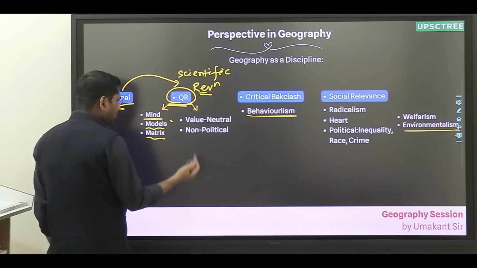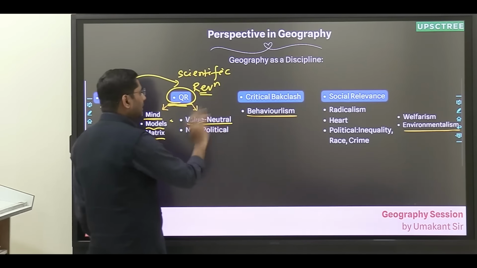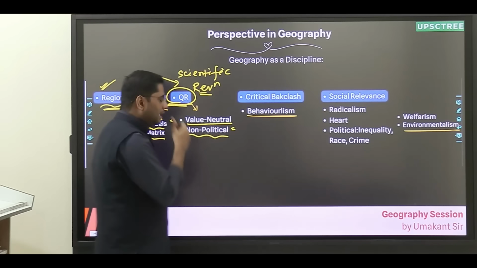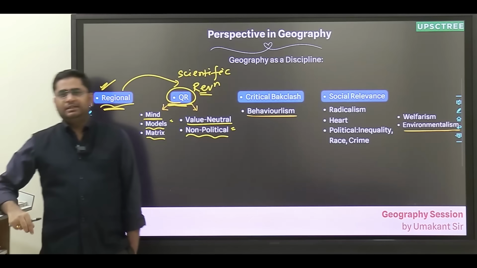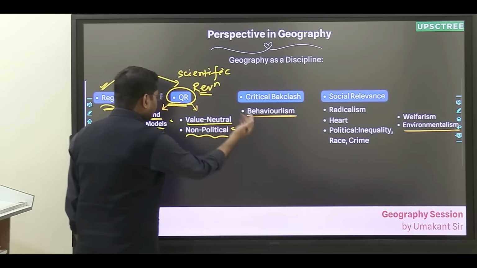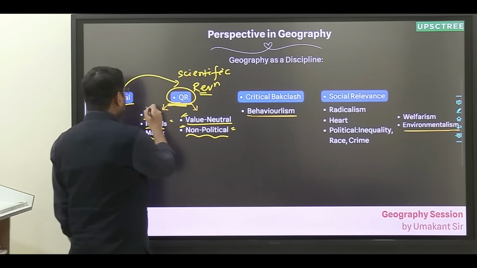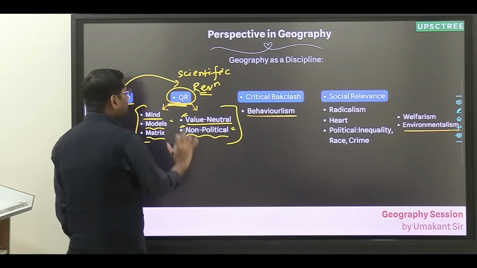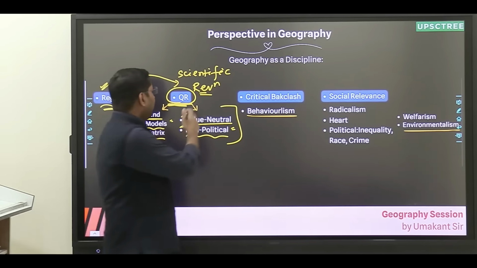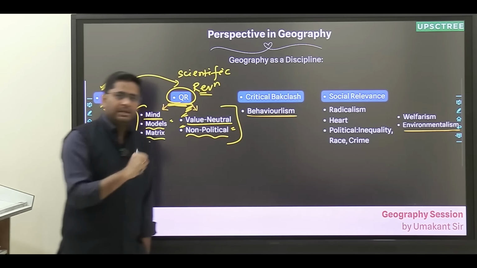They will come up with different metrics. And at this point of time, geography is value neutral. It is not advocating any particular value. It is only creating models and all. And apart from that, geography is non-political in nature. Okay? Geography is not talking about society per se in quantitative revolution. We'll discuss that, what does it mean by value neutral? What does it mean by non-political in nature? But keep this in mind. This is a scientific revolution and science is non-political and science is value neutral. Okay. That's why in quantitative revolution, geography will mimic the similar aspects from science.